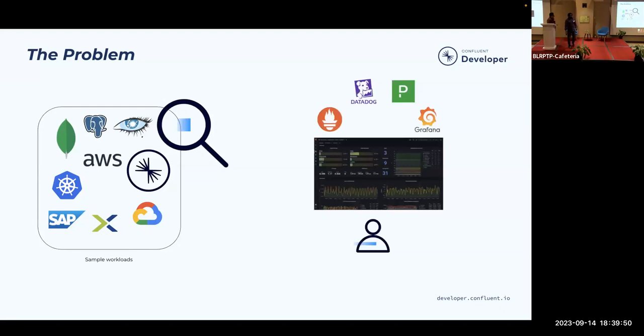And the other problem is, since we cater to a lot of customers, we can't expect that they'll stick to a single platform to ingest the metrics. It can be Datadog, PagerDuty, Grafana, anything. So we needed to solve that problem.